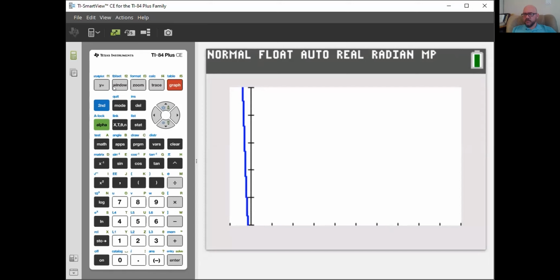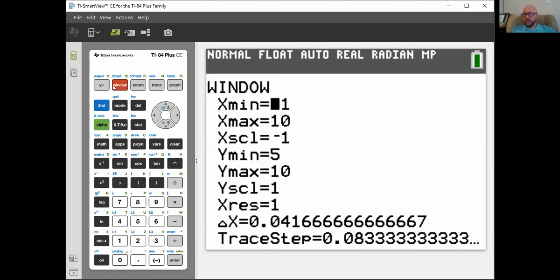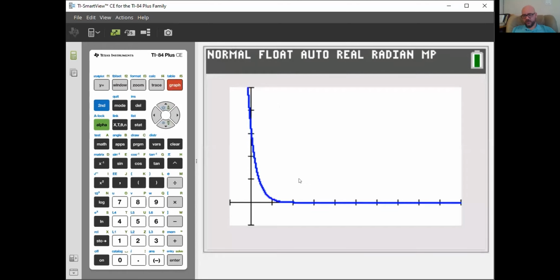That didn't go down to -1. Oh, I put the x scale as -1. Sorry, my bad. I meant -1 to 5, and the x scale can be 1. All right, let's try it again. Graph that. There we go, that's what I'm looking for. So you can tell this blue line goes down pretty sharply. It turns out it's because 3 is relatively large in this context.